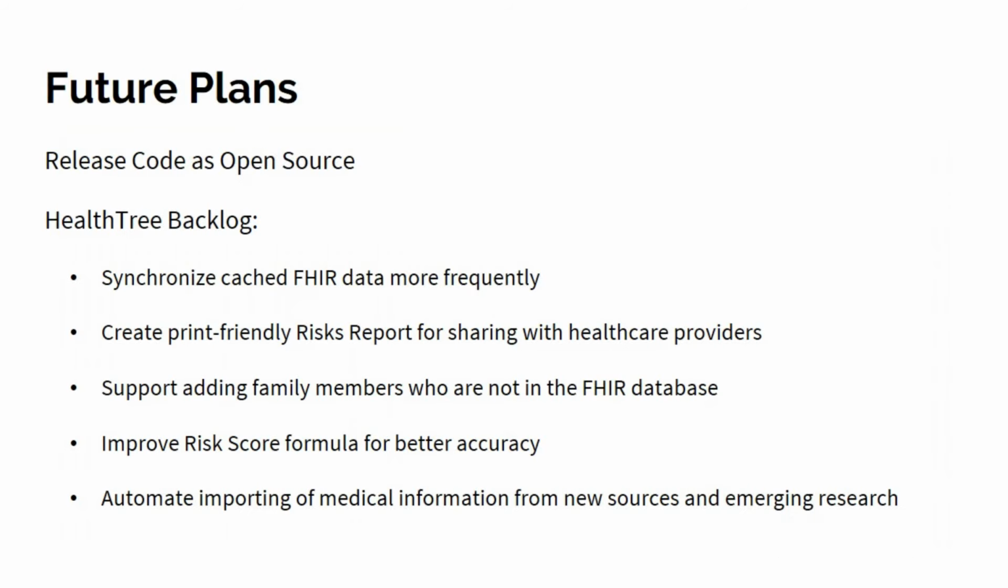Although we've reached the end of the course, there's always room for improvement. We plan to release the code as open source so that others may freely contribute and improve the project. Items in the backlog include synchronizing the cached FHIR data more frequently, creating a print-friendly health risk report for sharing with doctors, support for adding family members who are not in the FHIR database, such as those family members who are deceased, improving the risk score formula for better accuracy, and automating the medical condition information knowledge base to pull data from new sources and emerging medical research.